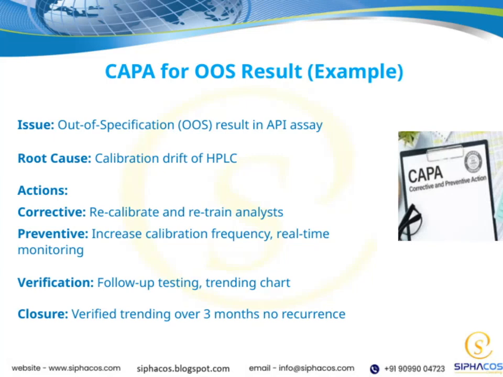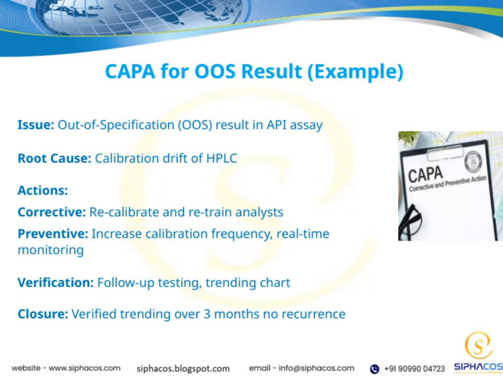In this slide, I want to walk you through an example of a CAPA, or corrective and preventive action, specifically for an out-of-specification result in an API assay. So, the issue here was that we received an OOS result, which indicates that the measurement was outside our predefined specifications. This kind of result can be a serious concern because it impacts product quality and compliance.